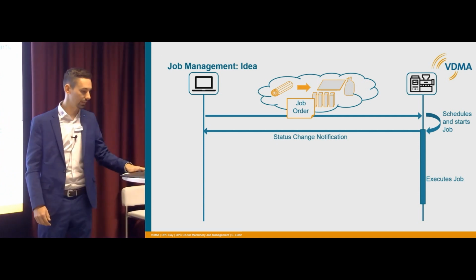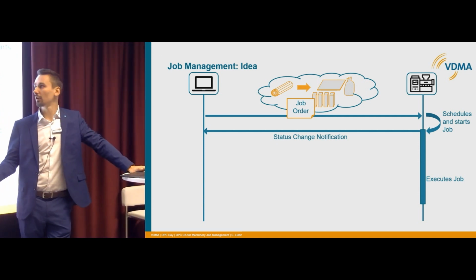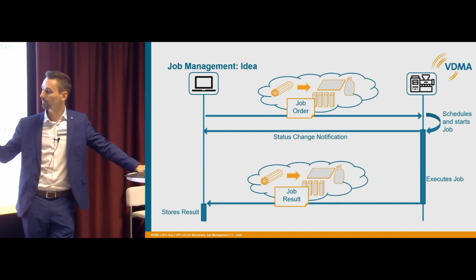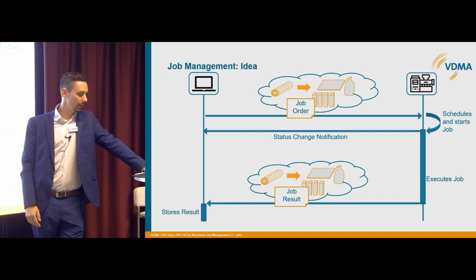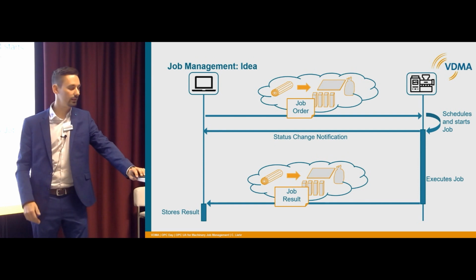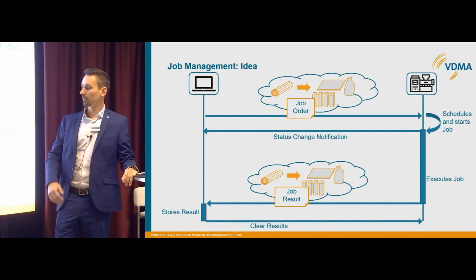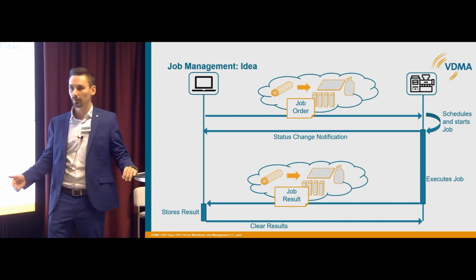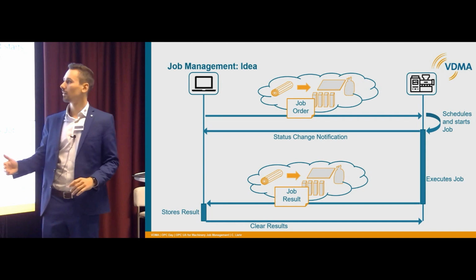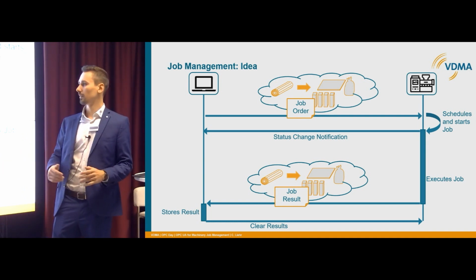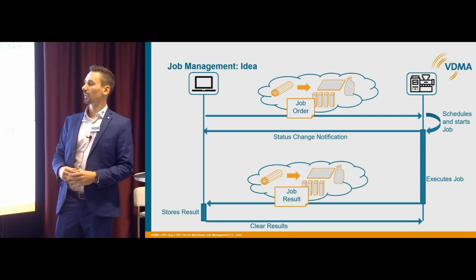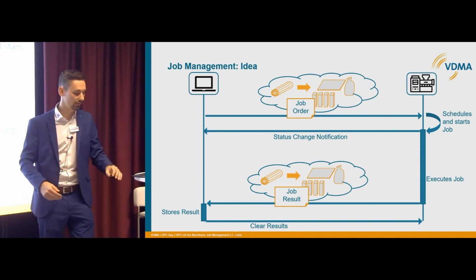And it's comparable with the job order. It's just the other way around. In the end, the upper-lying system should have the possibility to clear all of the stored data that are still on the machine from the machine. And this is the whole idea of a job management that is common and that we had in mind when we started developing this specification.